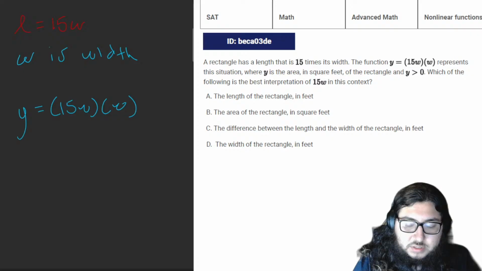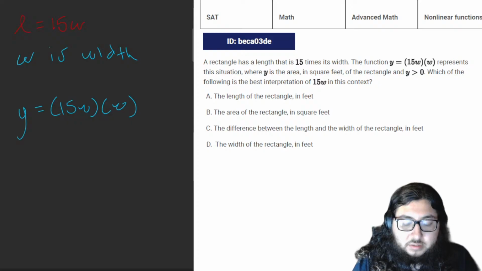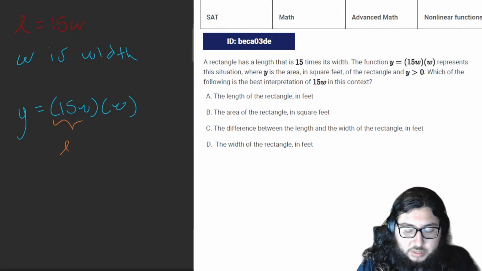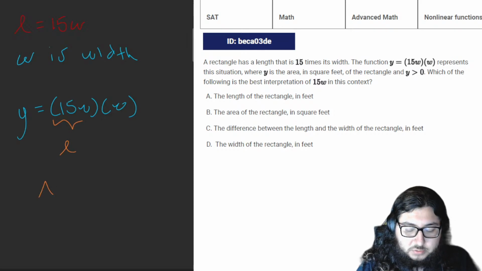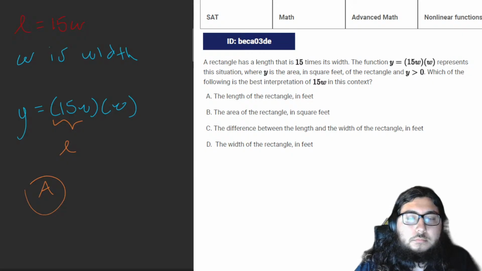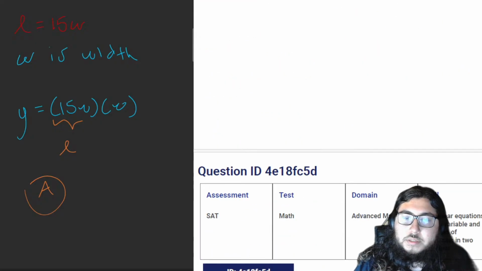Since we established that 15W, and additionally it says where y is the area, since we established that 15W is the length, because that's the first sentence, that rectangle has a length that's 15 times its width, then we can interpret 15W to just be the length of the rectangle in feet, which should be answer choice A. If that makes sense to everyone and there are no questions, we'll move on to the next question.